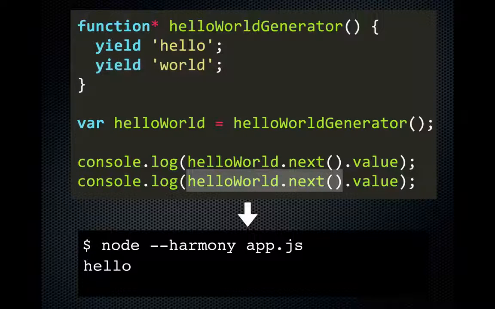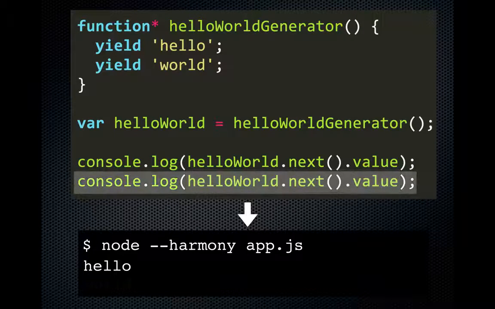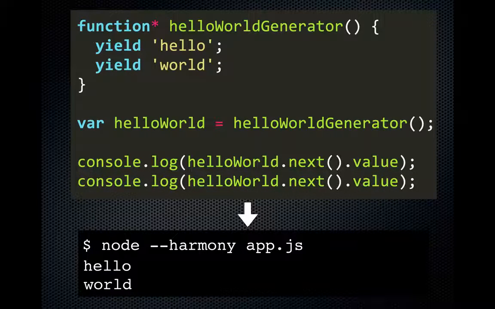Having yielded, we end up back at our call to hello world next. We take the value that's been returned and get it. If we log it out again, we've got hello world being logged to our console.